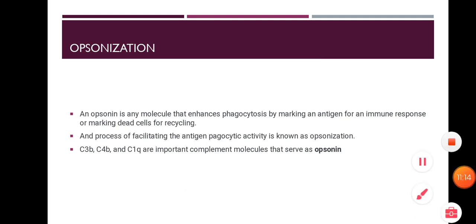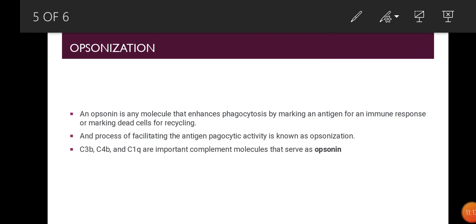Opsonization. What is opsonization? Video is getting very lengthy. Let me define opsonin first. Opsonin is any molecule that enhances phagocytosis. What is phagocytosis? The act of eating up the antigen, or the foreign body, or the bacteria, virus, fungi, whatever it is. By marking an antigen for an immune response, it means some of the components of the complement system.